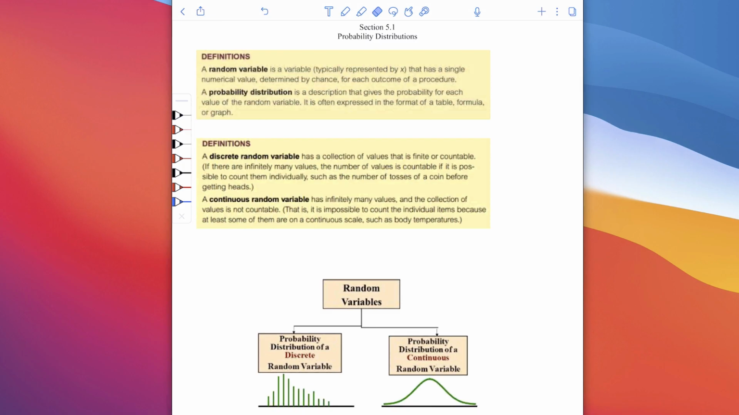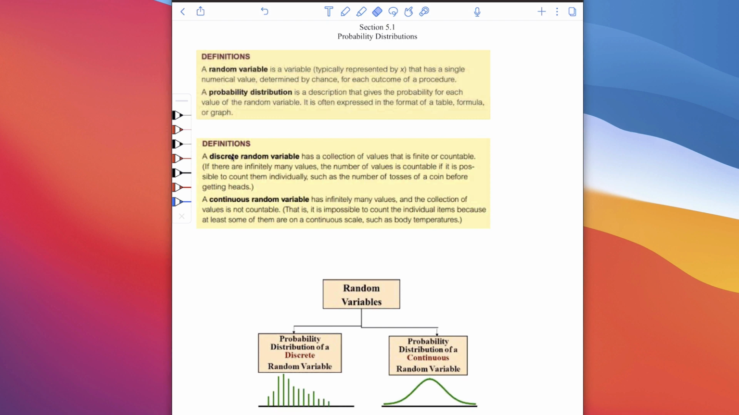In this video, we'll look at probability distributions. So our first definition is a random variable, typically denoted by x, is a single numerical value determined by chance for each outcome. That's what we'll define as a random variable. A probability distribution is a description that gives the probability for each value of that random variable. It is often expressed in the form of a table, formula, or graph. We usually have a table here.